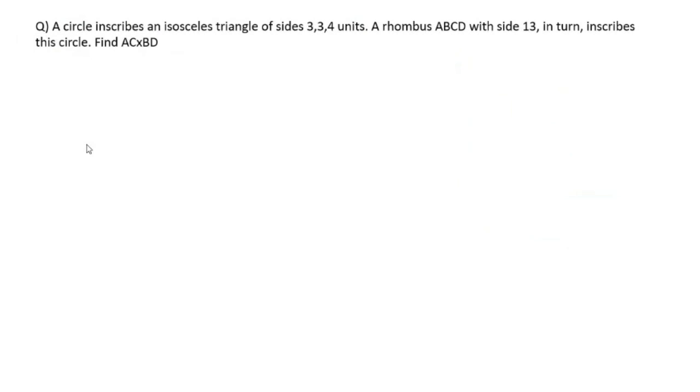So a circle inscribes an isosceles triangle of side 3, 3, 4 units. A rhombus ABCD with side 13 in turn inscribes the circle. Find AC into BD.